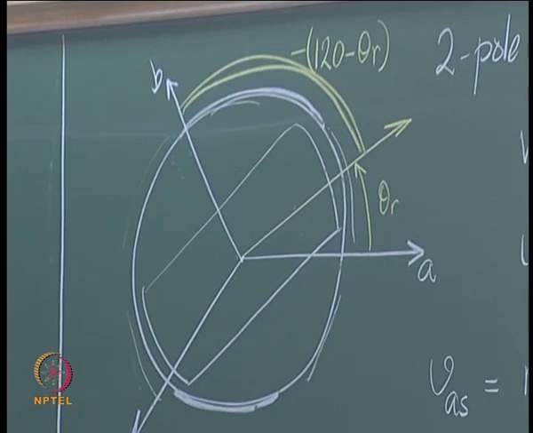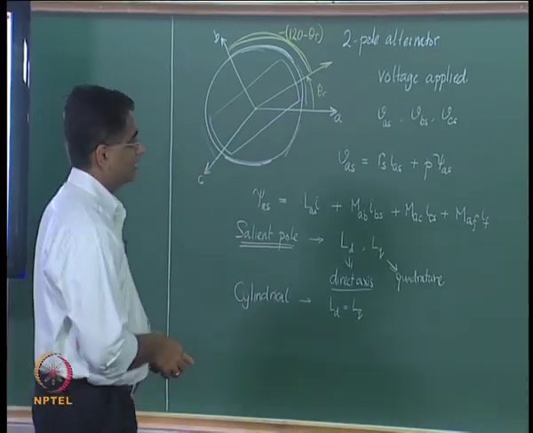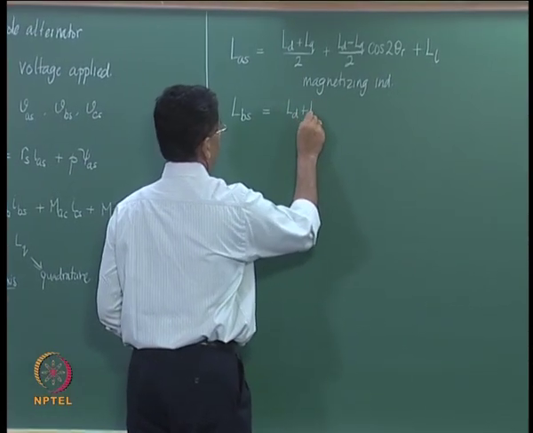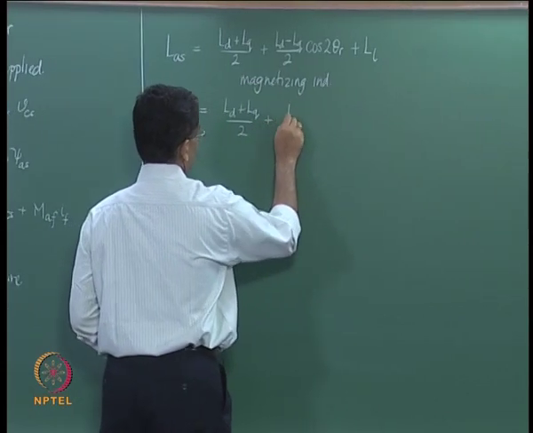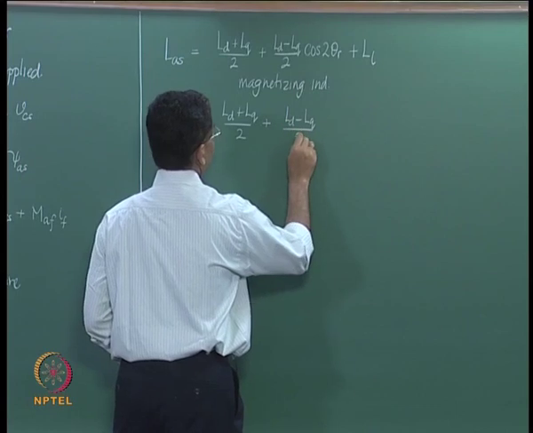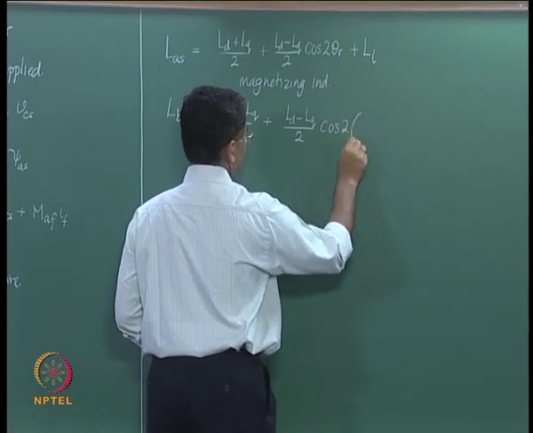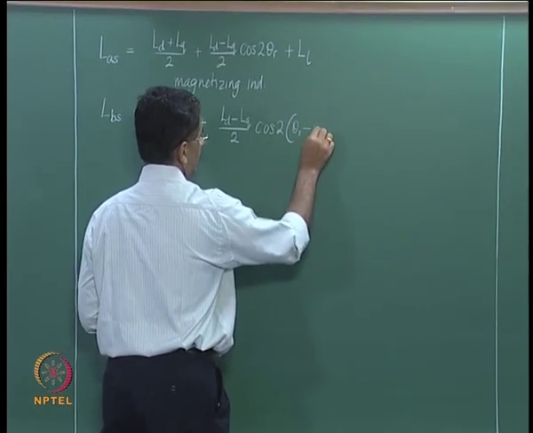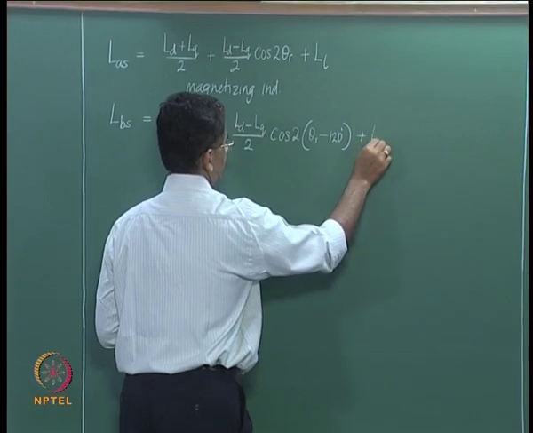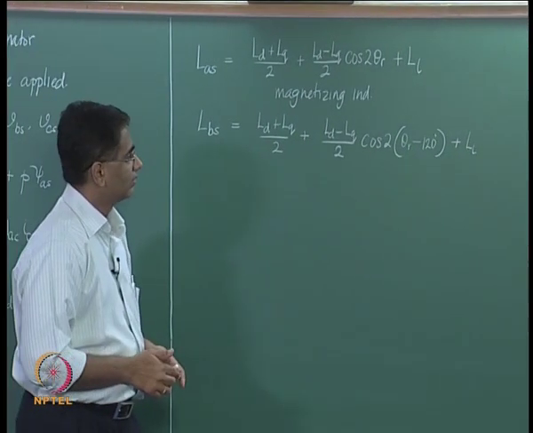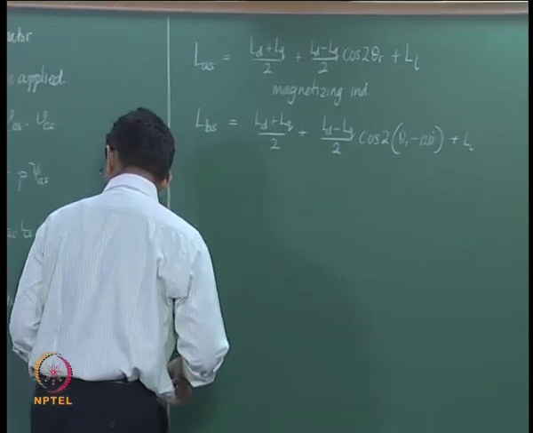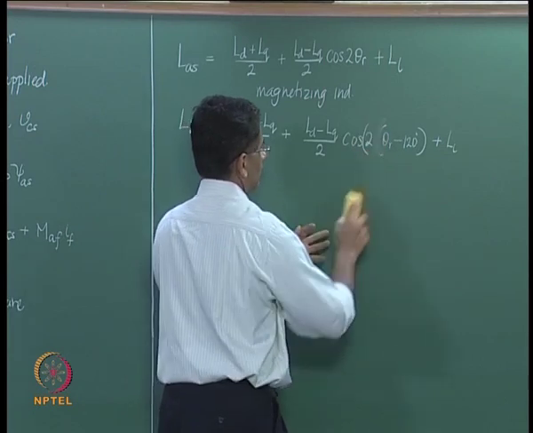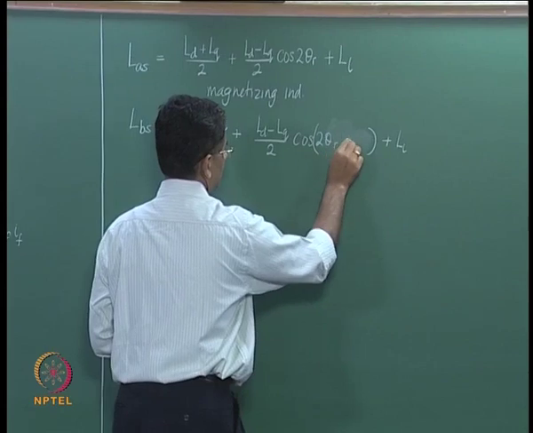Therefore, in the same expression if we substitute instead of theta r, minus 120 minus theta r, you should get the expression for the self inductance Bs, and that is therefore LD plus LQ by 2 plus LD minus LQ by 2 into cos of 2 times minus of 120 minus theta r, which is nothing but theta r minus 120, then plus the leakage inductance, and this can be simplified as 2 theta r minus 240 degrees. So, 2 theta r minus 240 degrees.